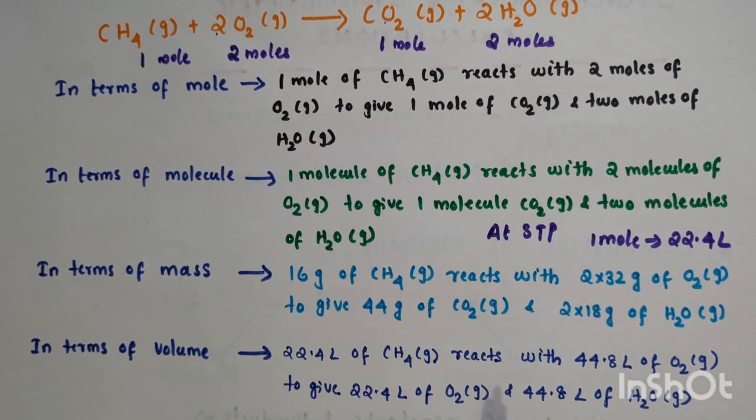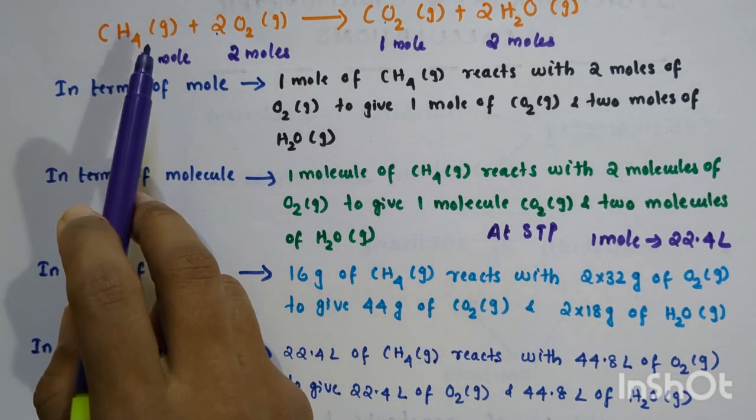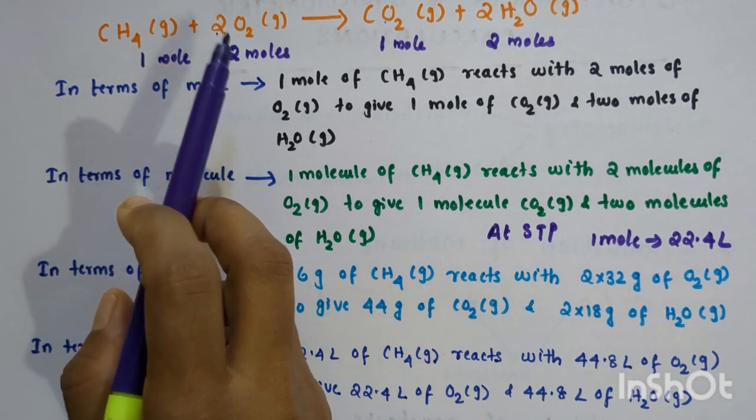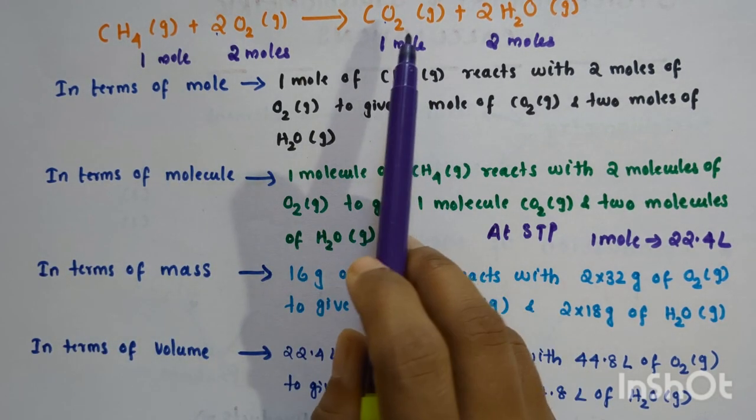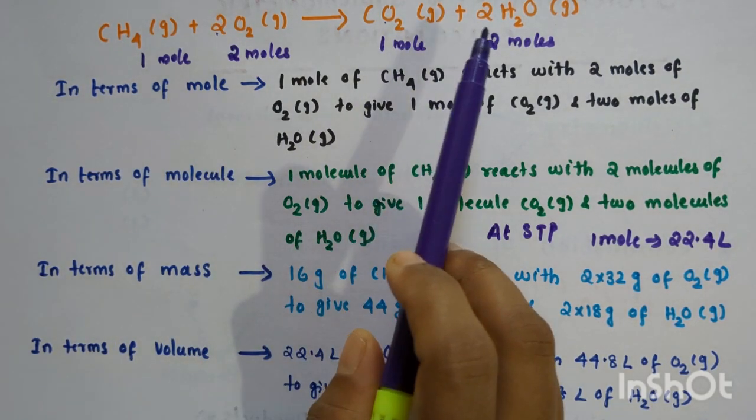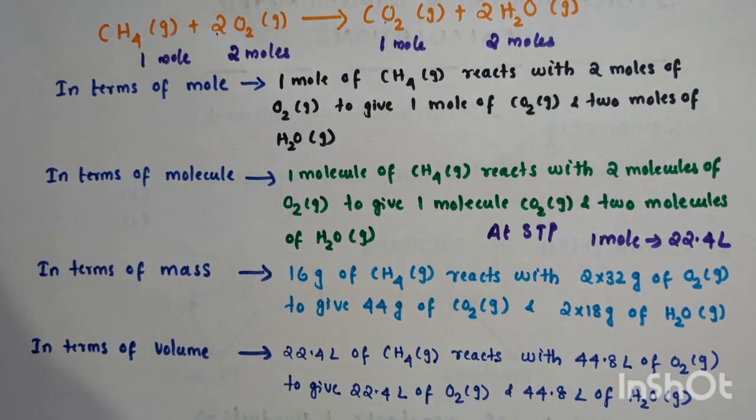So in terms of volume, for 1 mole the volume will be 22.4 liters. For 2 moles, it will be 2 into 22.4, which is 44.8. So we can say that 22.4 liters of CH4 gas reacts with 44.8 liters of oxygen gas to give 22.4 liters of carbon dioxide gas and 44.8 liters of water vapor. Now let us consider one more example.